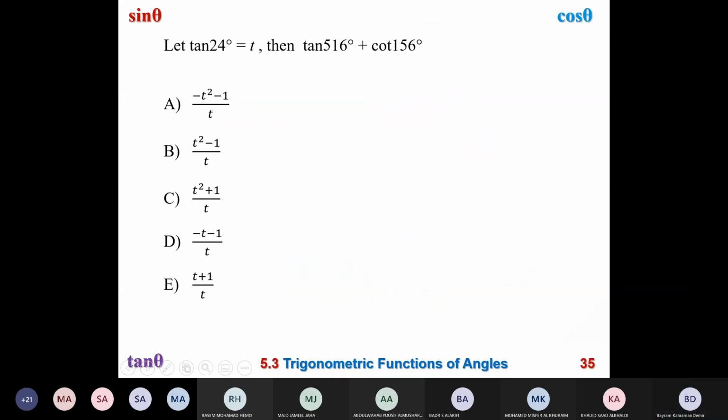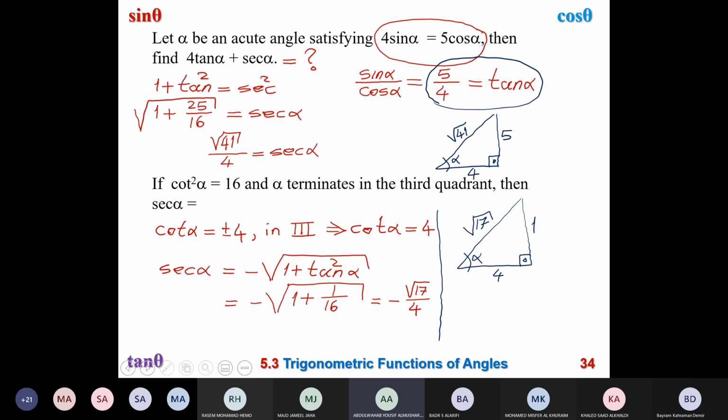Next. In the first question before, the answer is 5 plus root 41/4, right? Here, the final answer of the first question is 5 plus root 41/4. Yes, exactly.